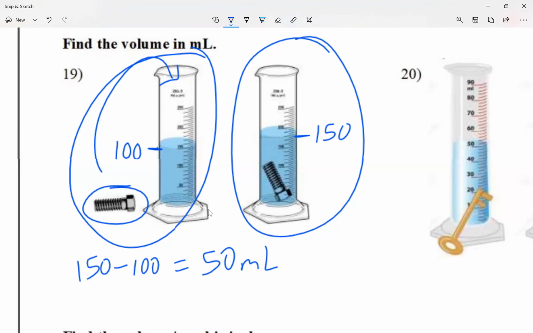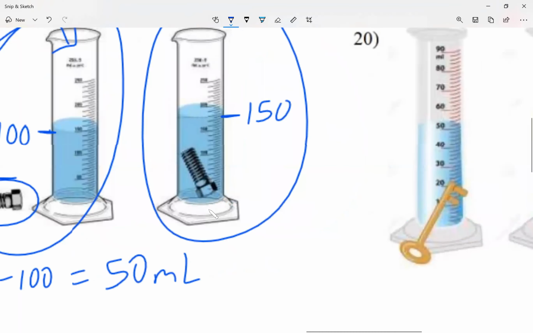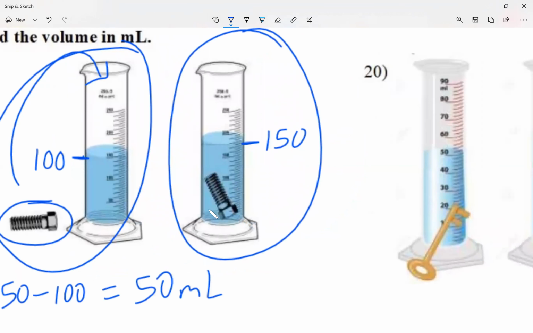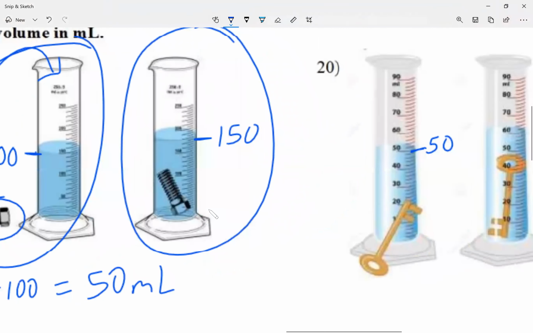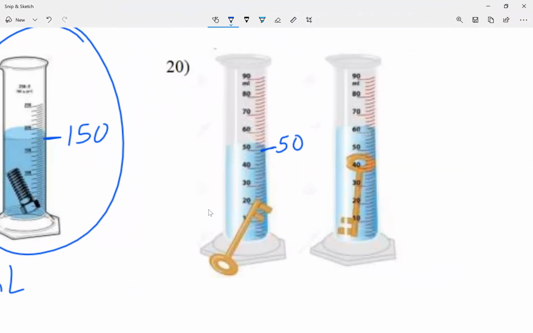Looking at my example number 20, I start with a liquid here, and let's say the measurement of the water by itself goes up to 50, and then there's a key on the outside. But then, let's say the water goes up to 60 once I put the key on the inside. So obviously the volume of the key is going to be the difference of those two numbers, 60 minus 50. So now I'll say, well, my key is 10 milliliters, right? So it's easy to do.